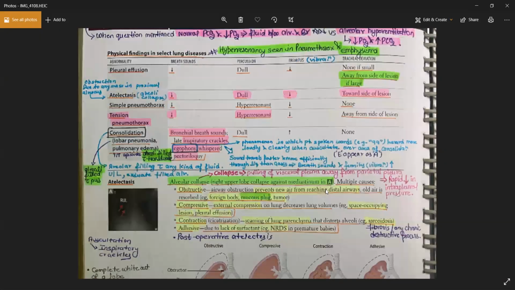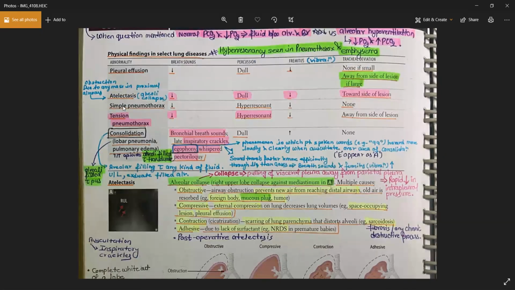Now you have some other diseases. First one is the pleural effusion. Second is the atelectasis. Pneumothorax, which could be simple type or tension type. Consolidation, that could be due to any kind of fluid which is filled in your lungs. So how do we differentiate on examination whether the patient is having an effusion or consolidation or pneumothorax or atelectasis?